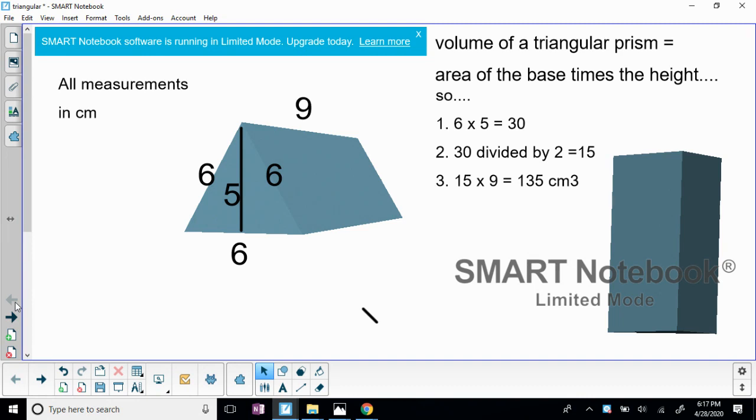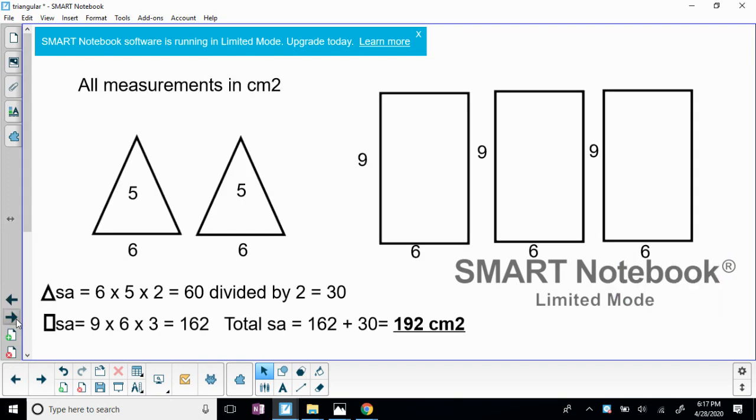Well, it's the same as with rectangular prisms, okay? Except when we're doing the area of triangular faces, remember, we have to divide by 2. So remember this from volume? Well, now we're doing surface area, okay? So I did the same thing. I took this shape and I broke it down into its faces.